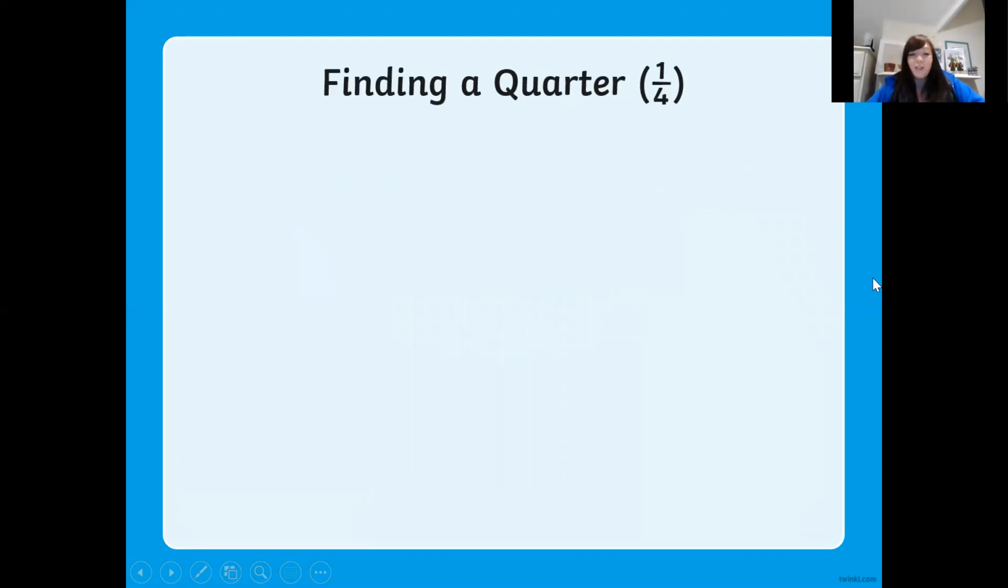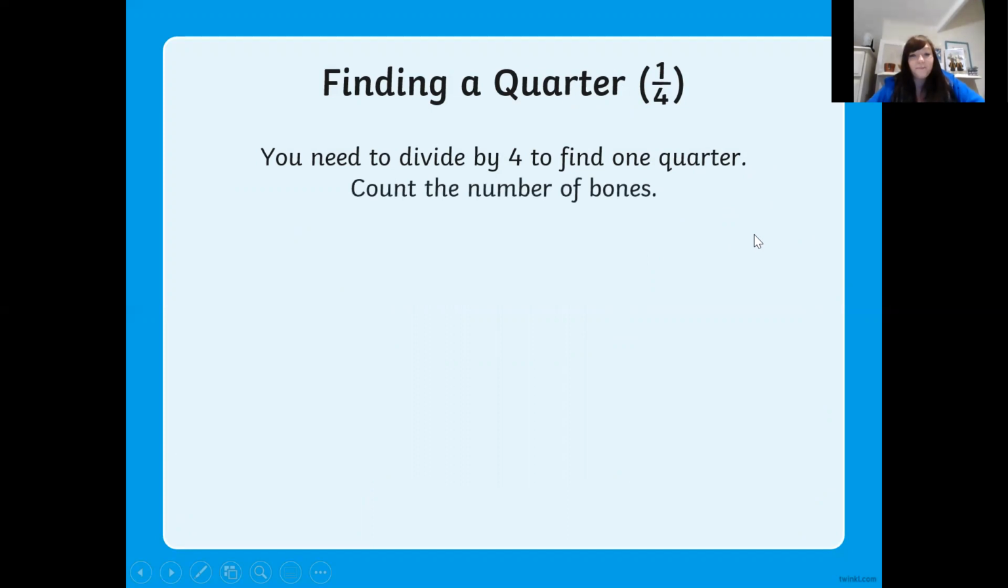So finding a quarter, do you think you can just tell me what we might divide the numbers by? When we have an amount, when we have a number, and we're finding a quarter of them, what do we think we're going to divide that number by? Good, we are going to divide by 4 to find 1/4.